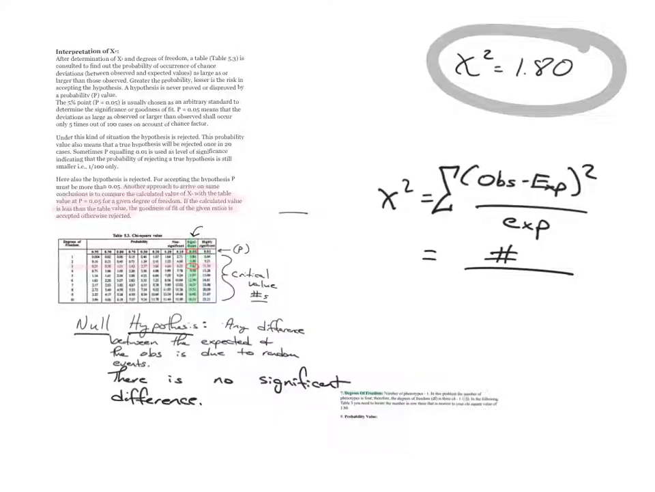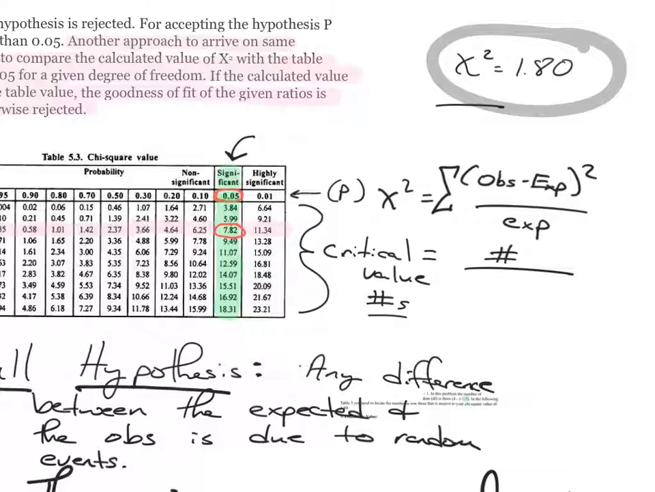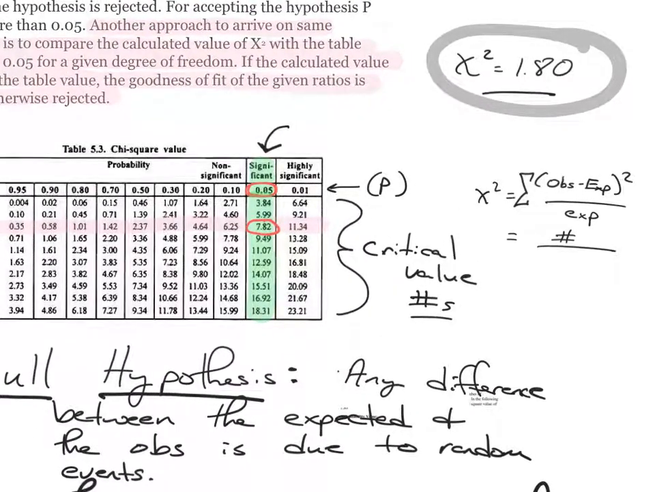Okay, so... No, wait. If that's 7.82, and the chi-square is 1.8 and the critical value is 7.82, that's different.